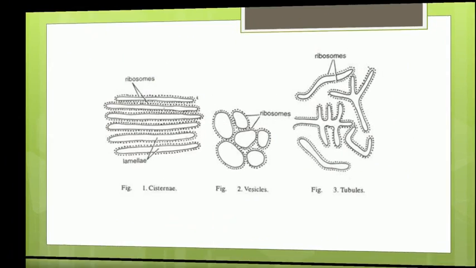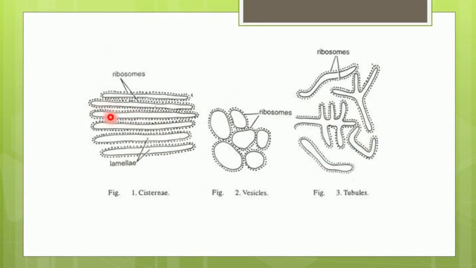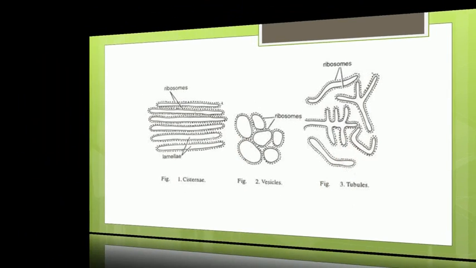Okay, in this picture you could see the structure of cisternae, which are flattened sac-like structures, and on their surface ribosomes are present, which make it the rough endoplasmic reticulum. The second type of structures present in the ER are called vesicles. Vesicles means oval kind of structures, and these also have ribosomes present on the surface. The other type is the tubules. Let us understand it in detail.